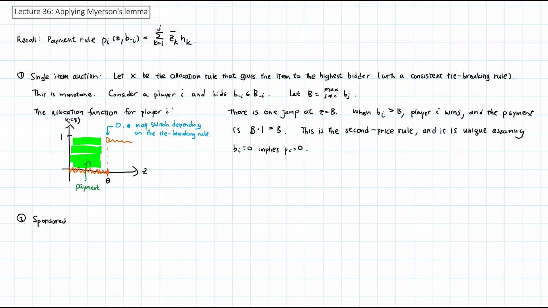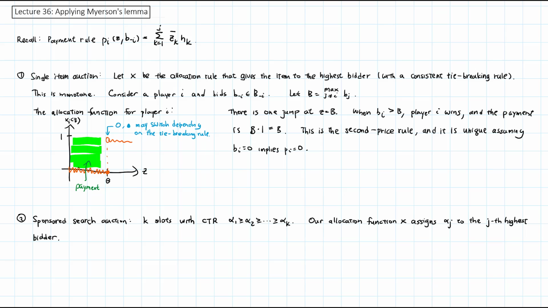Now let's look at the sponsored search auction. Recall that in the sponsored search auction, we had k slots up for grabs with click-through rates alpha 1, alpha 2, all the way down to alpha k in that order. Our allocation function x assigns alpha j to the jth highest bidder. This is a monotone allocation function, and you can check that. So we can apply Myerson's lemma to get the payment rule that is DSIC.